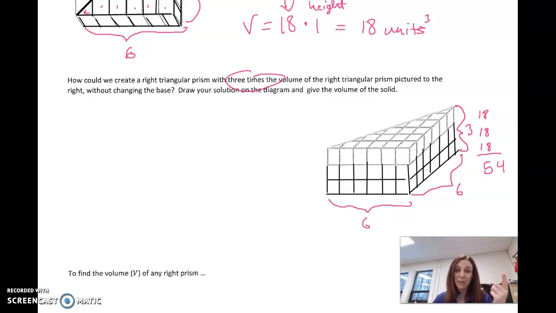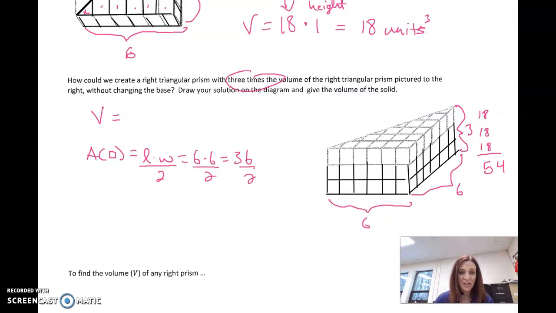If you think back to when we're thinking about volume, when we're taking the area of our base, in this case a rectangle, that's going to be length times width, which is 6 times 6, which is 36. Sorry, triangle, divided by 2. Sorry, this is actually base times height, but it's not going to change anything. Length times width, base times height doesn't change, just the variables.